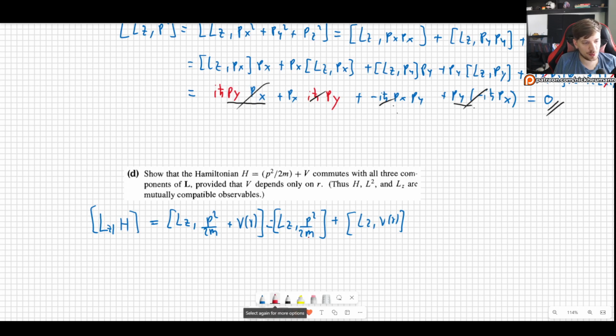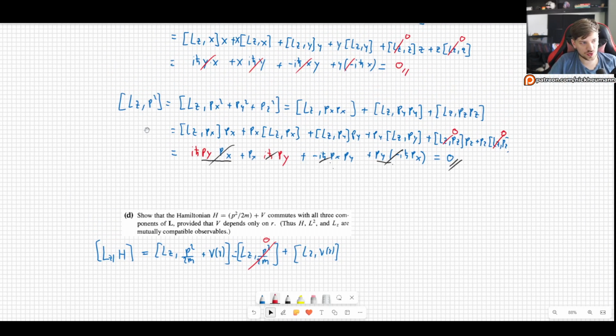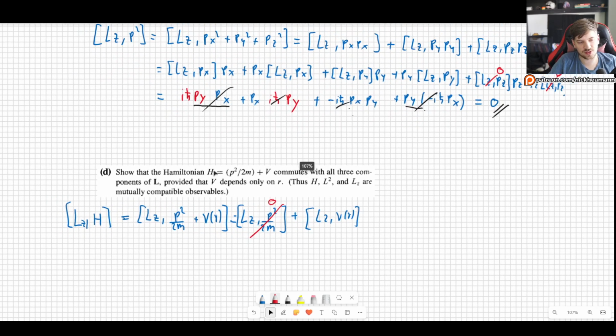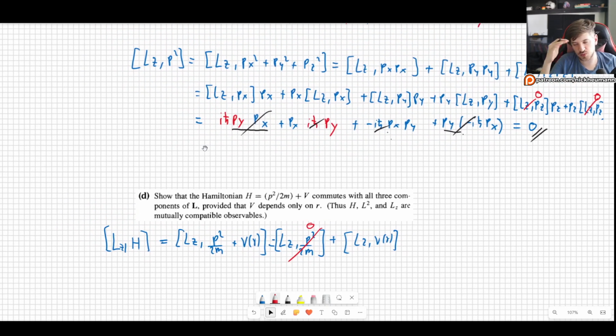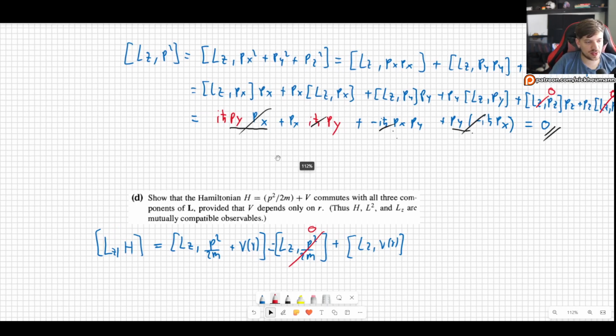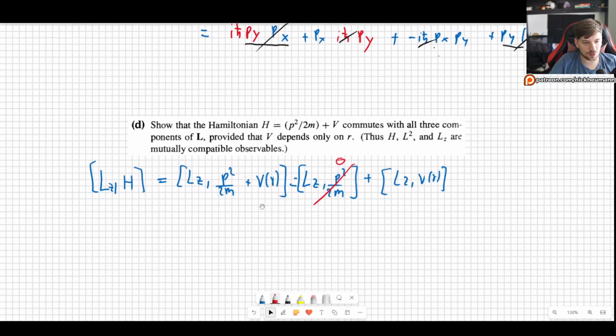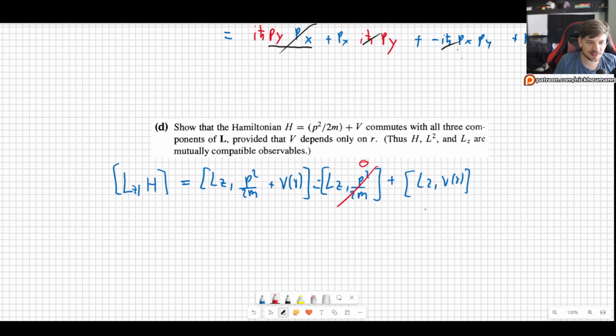Okay, so the first commutator is 0. We have already shown it, right? It's what we literally just showed. The factor of 2m doesn't do anything. It's a constant. You might as well just factor it out. So that part is 0. So there's nothing new there. Now this part is a lot more interesting.